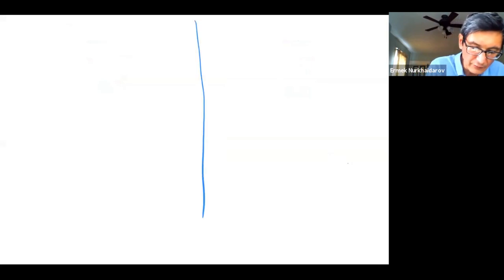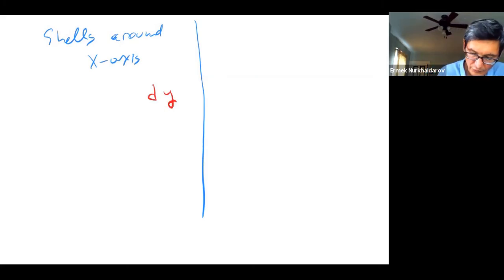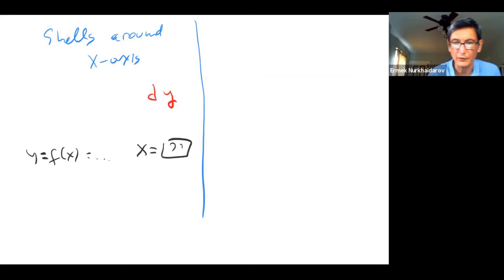Just imagine if you do shells around the x-axis, you know what you're going to get: dy. And if you have a function given to you, say y equals f of x, then essentially you have to solve it and find what x is in terms of y. Right? And it's not always the easiest thing to do.